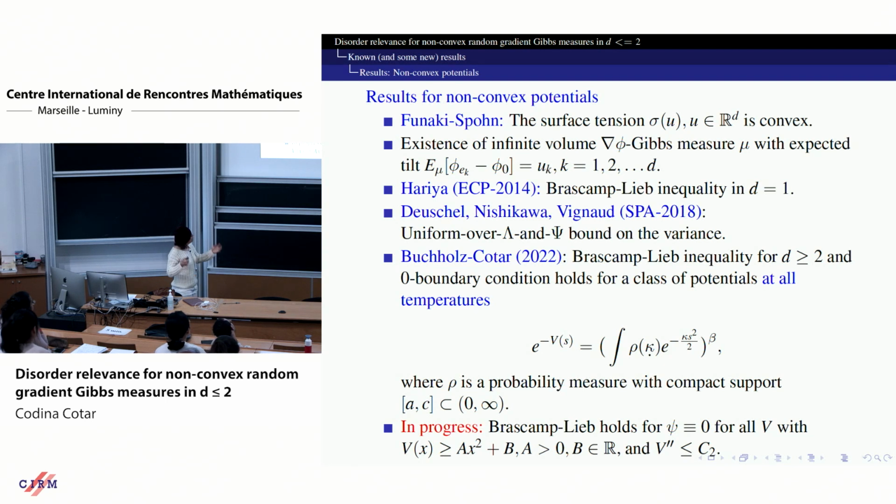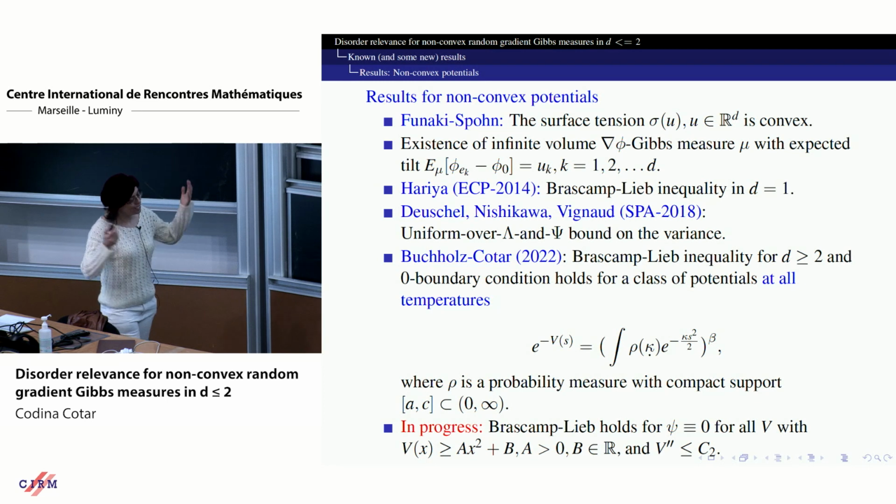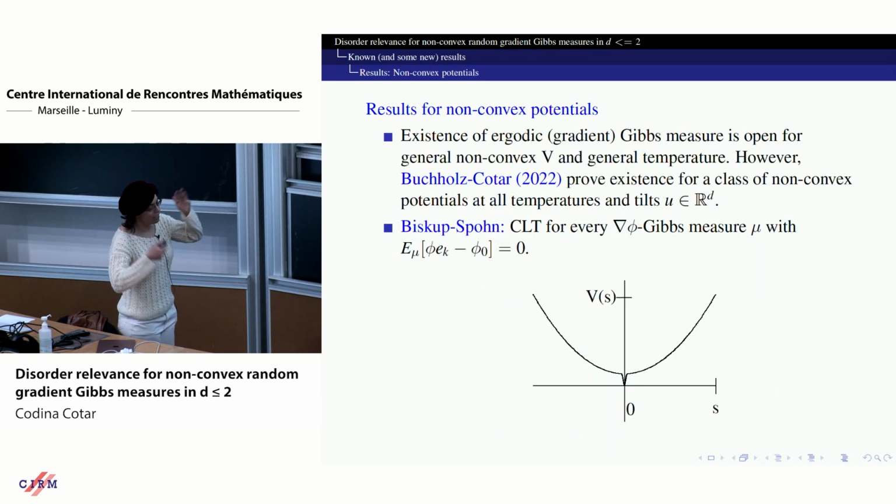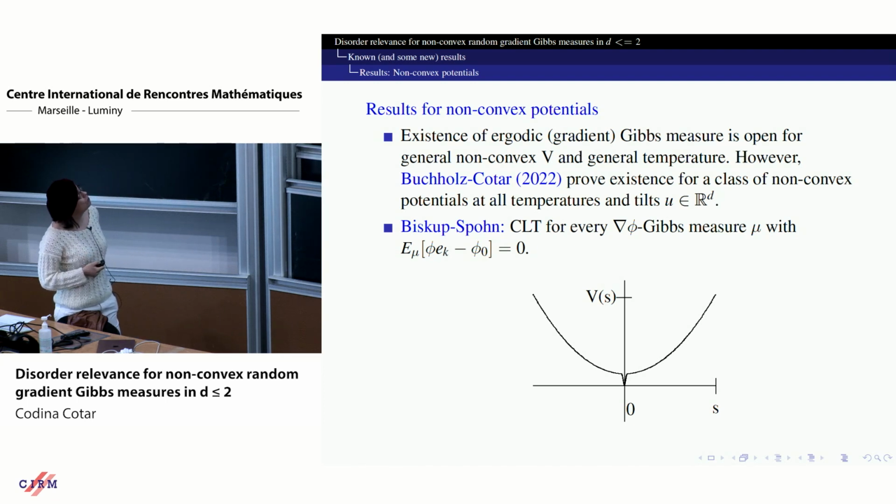So for all temperatures, we have such a Brascamp-Lieb inequality. And we are trying to show that we can extend this Brascamp-Lieb inequality to general potentials with this condition. But this is, as I said, still zero boundary condition, so it's maybe not as impressive as one would think. Okay. Then the next kind of result one has.